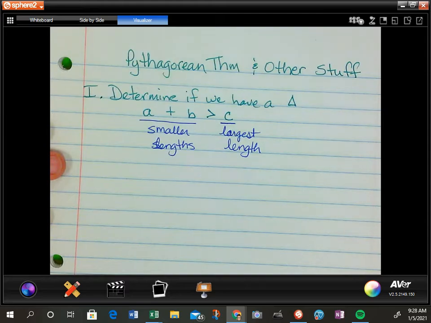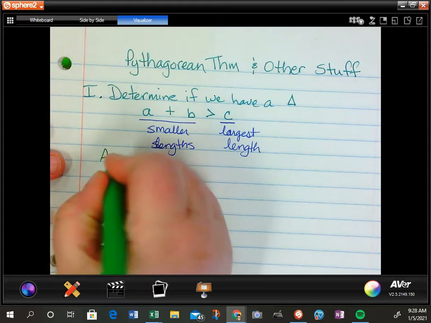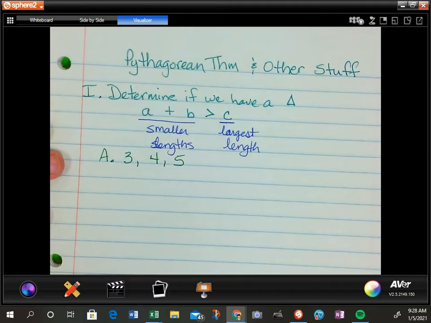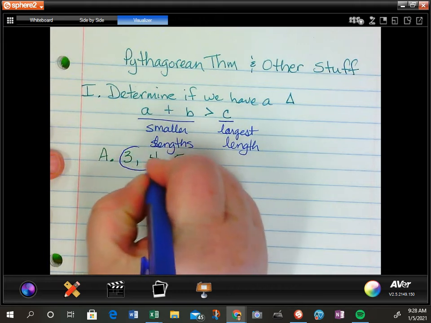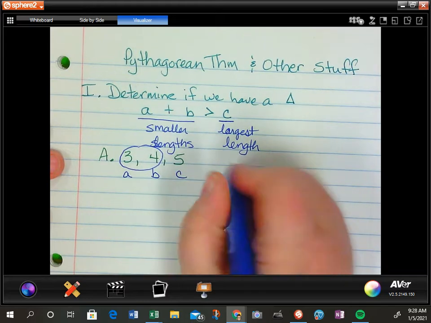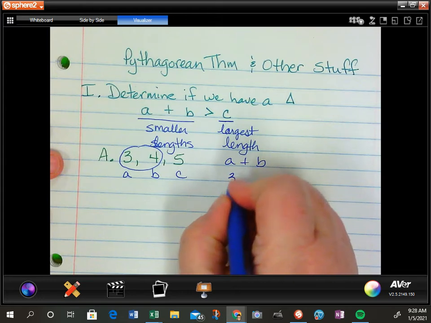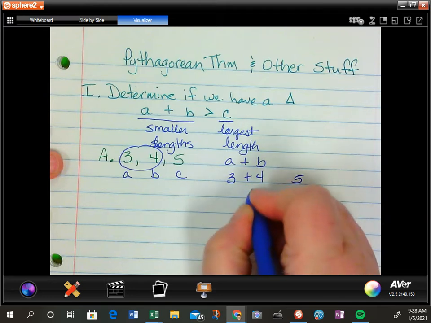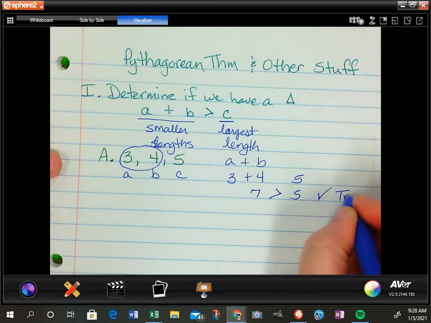Okay, so for example, letter A. I've got 3, 4, and 5. So let's work that out. 3 and 4 are my smaller lengths. So I'm going to say that's A, that's B, so this has to be C. So A plus B would be 3 plus 4, and then I'm going to put 5 over here. 3 plus 4 is 7, and 5. 7 is greater than 5, so yes, I have a triangle.